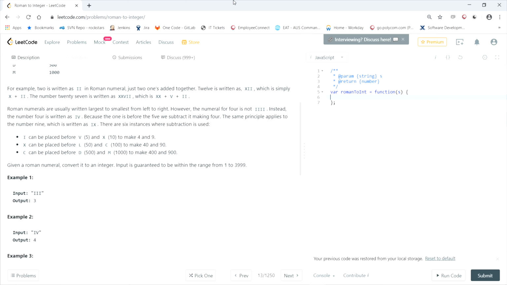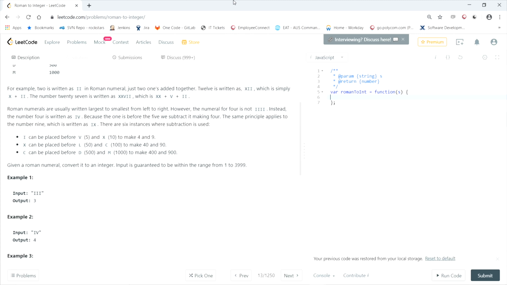Roman numerals are usually written largest to smallest from left to right. However, the numeral for 4 is not IIII. Instead, the number 4 is written as IV. Because the 1 is before the 5, we subtract it, making 4. The same principle applies to the number 9, which is written as IX. There are 6 instances where subtraction is used.